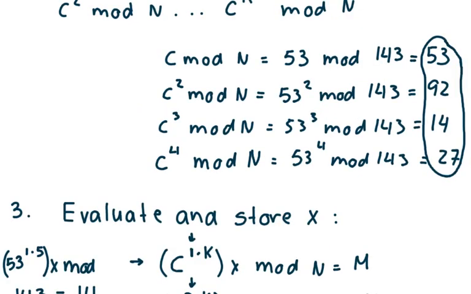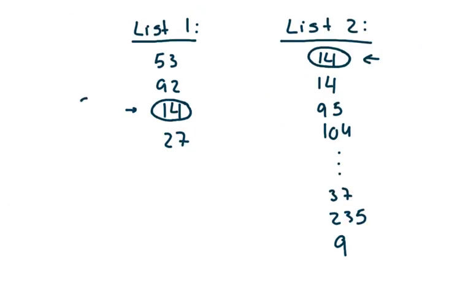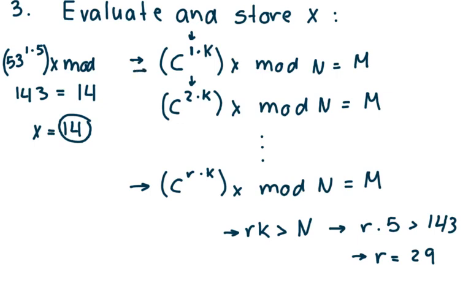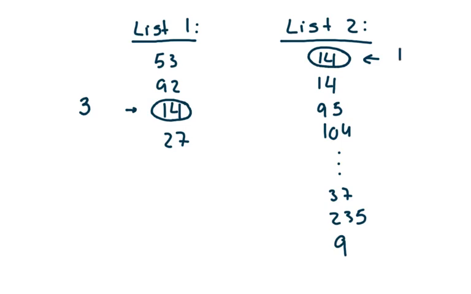Well, in list 1, we did c cubed mod n, which was 53 to the third power, mod 143 to get 14. So what we want here is this exponent 3. So we're just going to keep this off to the side right here, and we're going to say 3 is that exponent that we used to get 14. In list 2, what did we do to get 14? Well, we were working with this very first value right here. We said 53 to the 1 times 5 power times x mod 143 is equal to 14, and we came out with x is equal to 14. And what we're interested in is that value of 1 here, that number that we kept on increasing until we got to r. So what we're interested in right here is that the value that gave us 14 was 1. So we're just going to put 1 off to the side here.